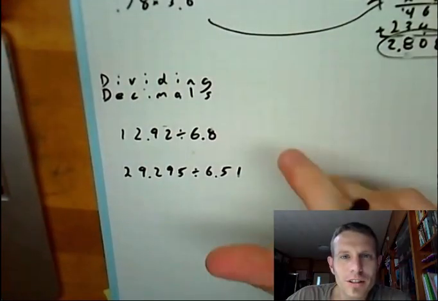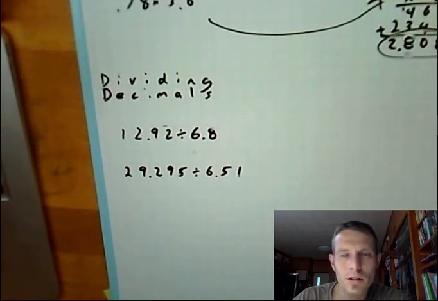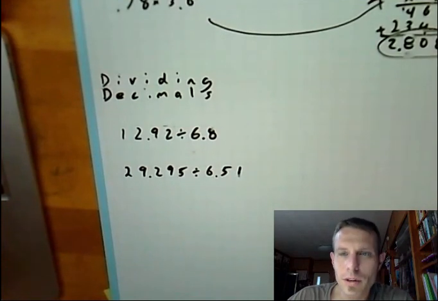All right, now let's move on to dividing decimals. And I'll give you a few steps for this as we go through the first example, and then I'll do one more after that.